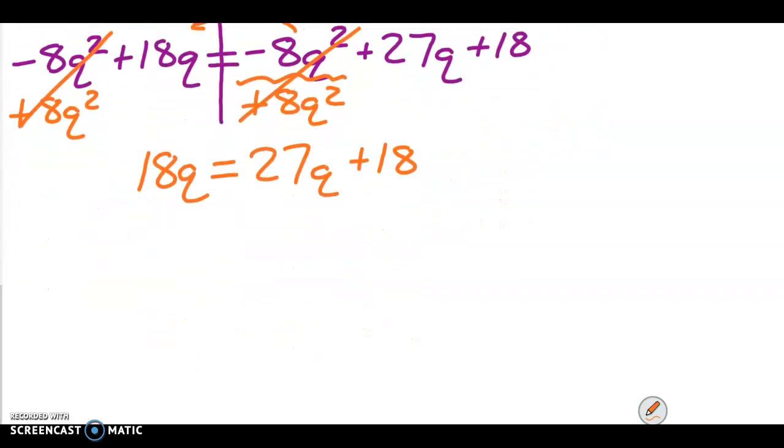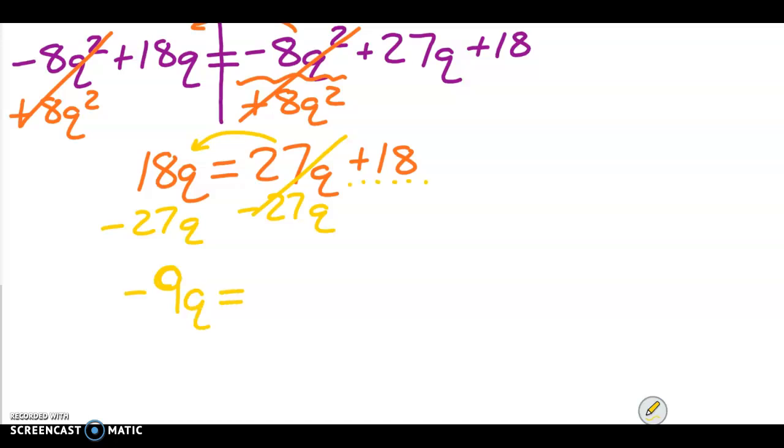So now we're to a situation where, again, I just have to get all the variable terms to the left-hand side. I want to move that 27q over to be on an opposite side of that 18. So I'm going to subtract 27q so that it cancels on the right-hand side. Subtract 27q from the left. So 18 minus 27 is going to give me a negative 9q. And that's equal to the only thing left on the right-hand side at this point, which is 18.